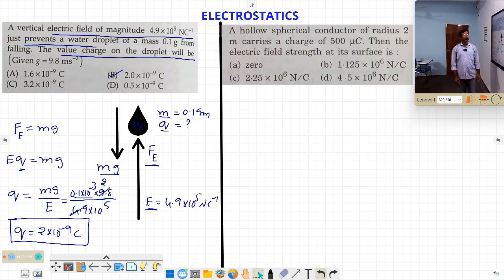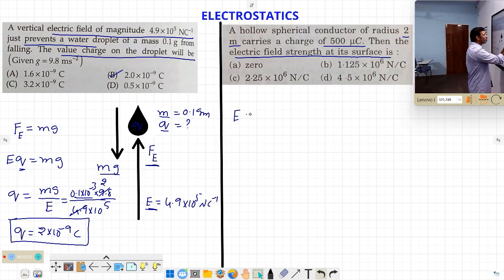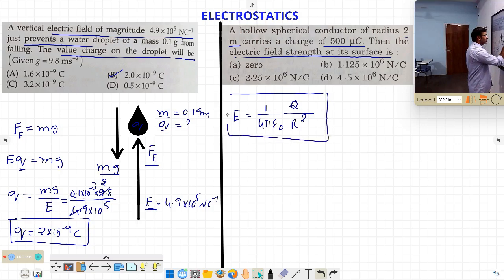Next one. They give a hollow spherical conductor sphere of radius 2 meters that carries a charge of 500 microcoulomb. They are asking the electric field strength at its surface. What is the formula for the electric field intensity on the surface of any hollow spherical shell? E is equal to 1 by 4 pi epsilon naught, the charge of the sphere divided by the square of the radius. This is the formula we have to know. If you don't know the formula, you can't solve it.